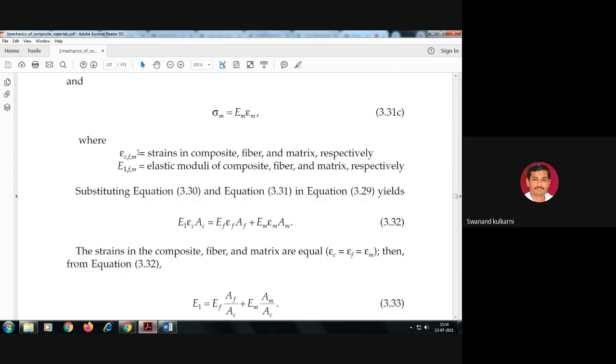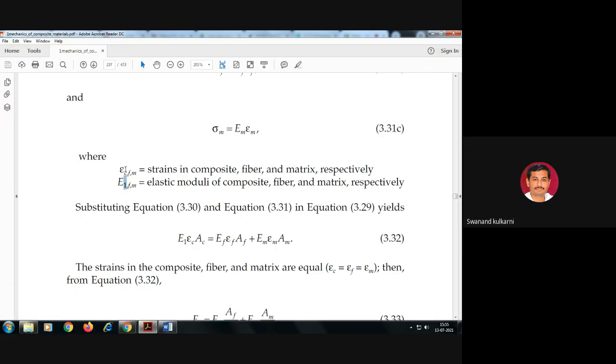Is it okay? So with usual notations, epsilon is the notation used for strain. c, f, m are used for the composite, fiber and matrix respectively. Is it okay? Then E1, Ef, Em represent the Young's modulus or elastic modulus for composite, fiber and matrix. Is it okay? Here the notation 1 is used, not Ec, because this modulus is different for the linear direction and the lateral direction. 1 represents the linear direction and then the lateral direction will also come.